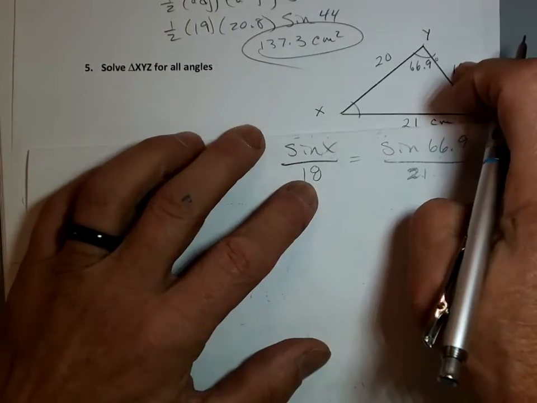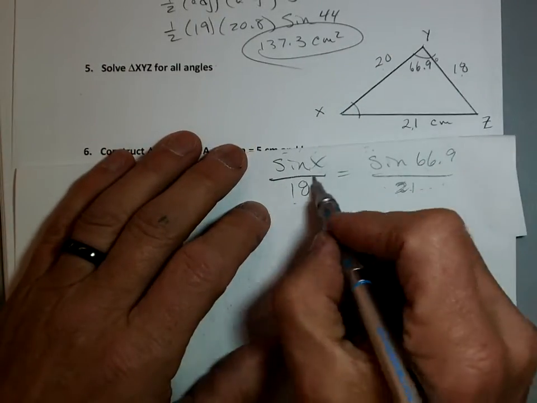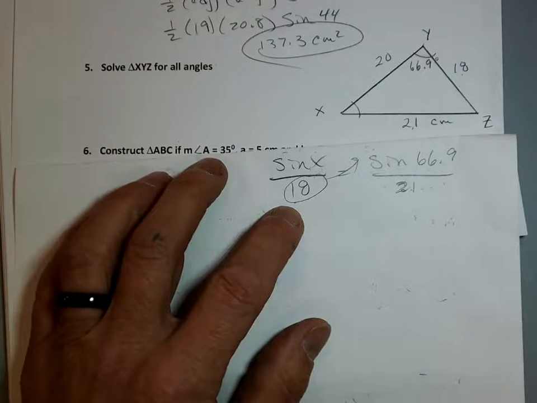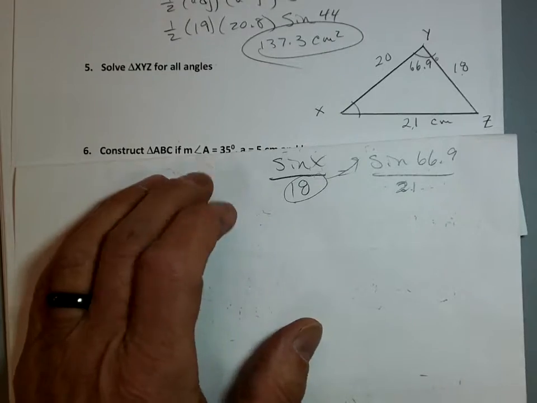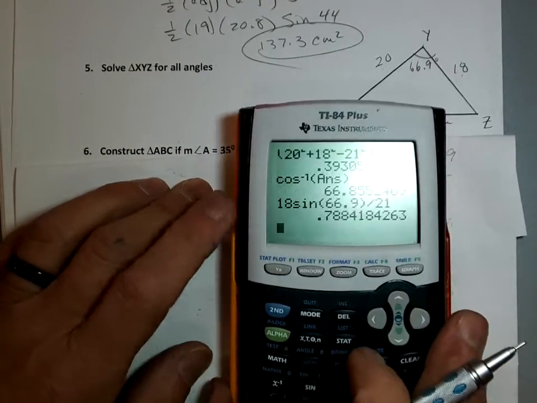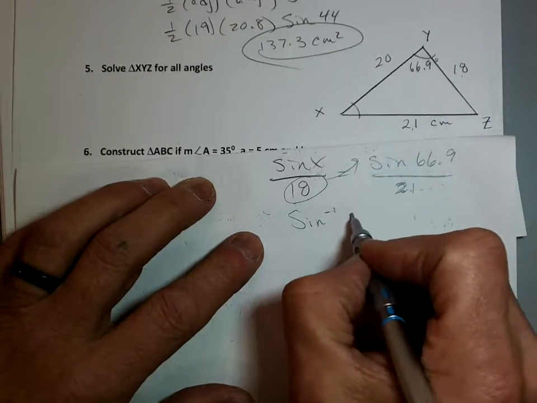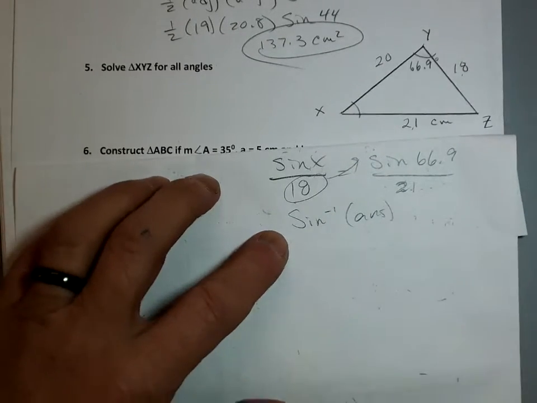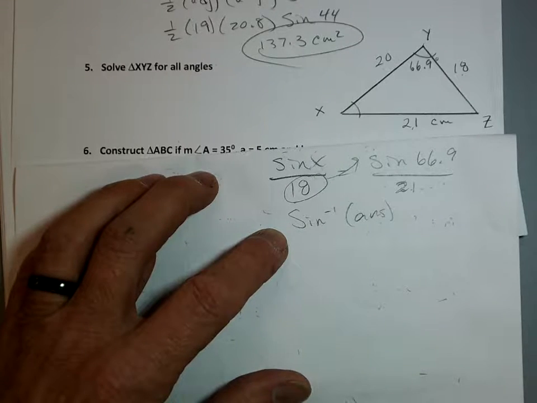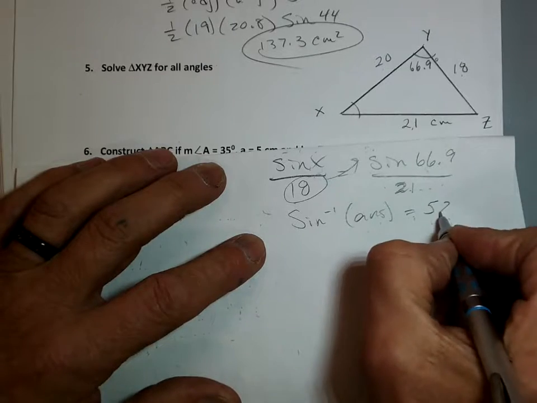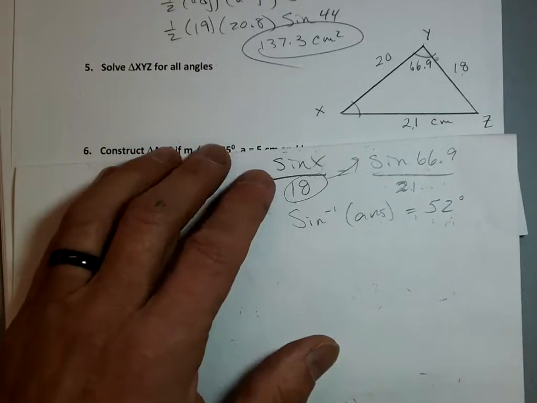Angle, opposite side, sine of an angle, opposite side. I'll multiply up the 18 and I'll get a decimal. 18 sine 66.9 divided by 21, and I get a decimal because I want to do the sine inverse because I'm looking for the angle. Got that. So I'm going to do sine inverse of that answer. I get about 52 degrees. 52.03, so I'll just say 52, okay?